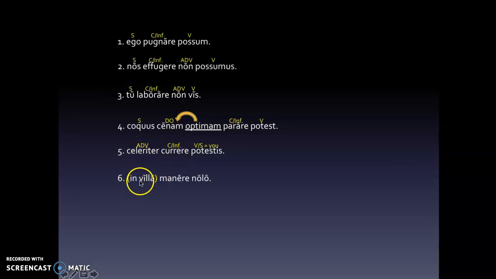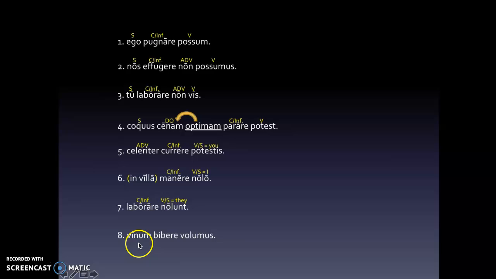Here we have a prep phrase, so we're going to separate that. Then we have a complementary infinitive. We have our verb, again no nominative, but the ending tells us that our subject is I. So I do not want to stay in the house. Here we have a complementary infinitive. We have our verb, again no nominative, but the nt tells us that the subject is they. So they do not want to work. Here we have an accusative direct object, a complementary infinitive, a verb, again no nominative subject, but the mus tells us that the subject is we. So we want to drink wine.